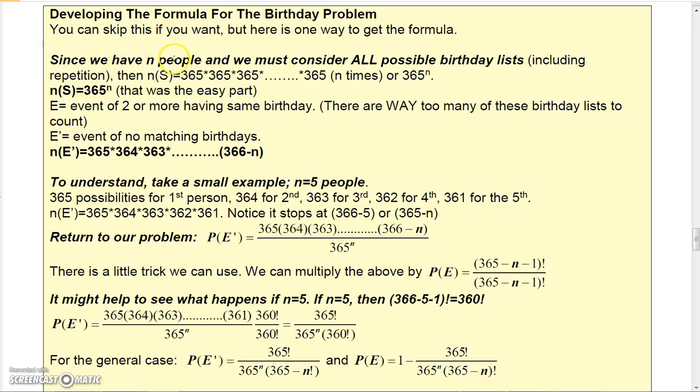We know we have N people. So for N people, to get the sample space, I've got to consider how many birthday lists are possible, how many birthday combinations there are. Well, everybody in the room could be born on any of the 365 days. So person A could be born on 365 days, person B could have 365 days for their birthday, person C, and so forth. And you multiply this out N times, and you get 365 to the N. So that's how many possible birthday combinations there are. And that was the easy part. Now that's the sample space.